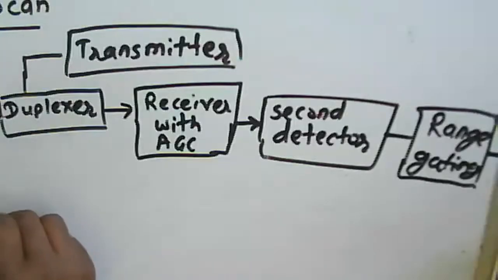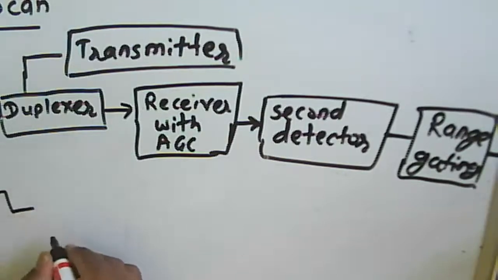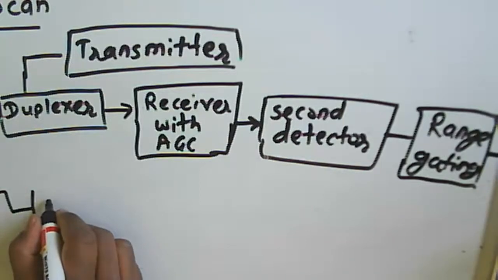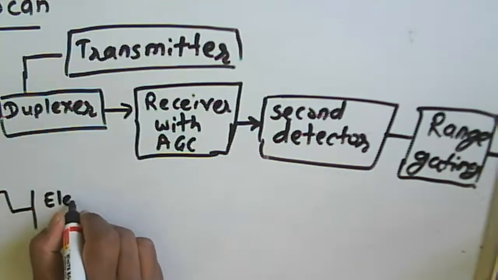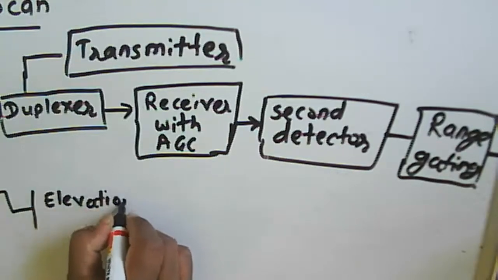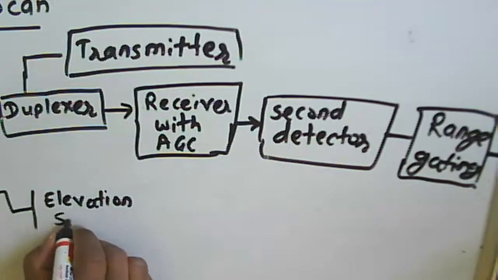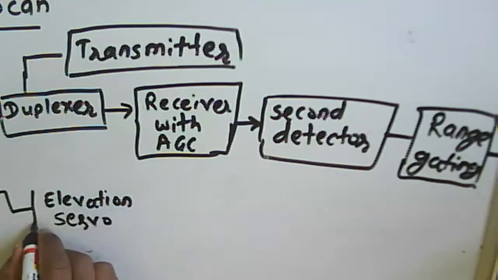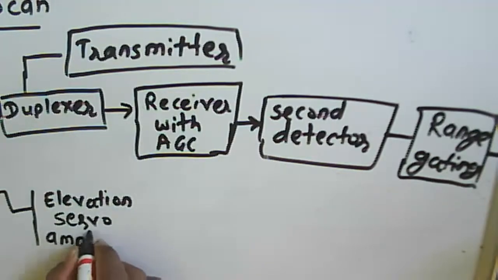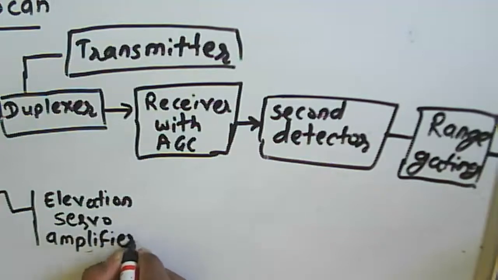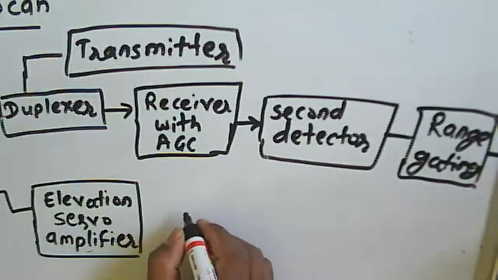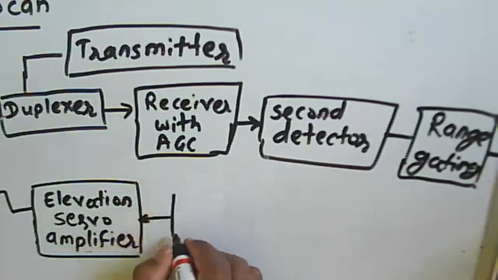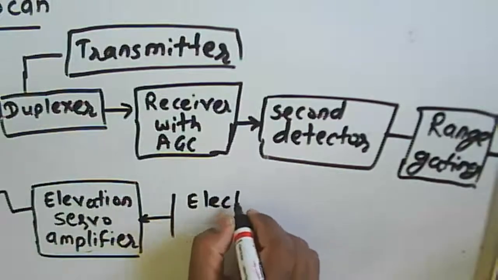We use different motors. This one is a motor, and from this motor we get the elevation angle. This one is the elevation error amplifier, and here we give the feedback to this.